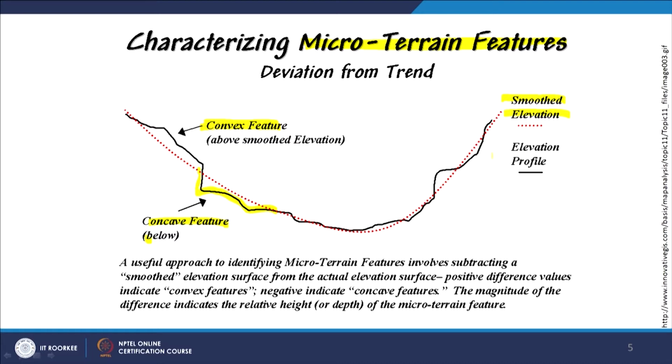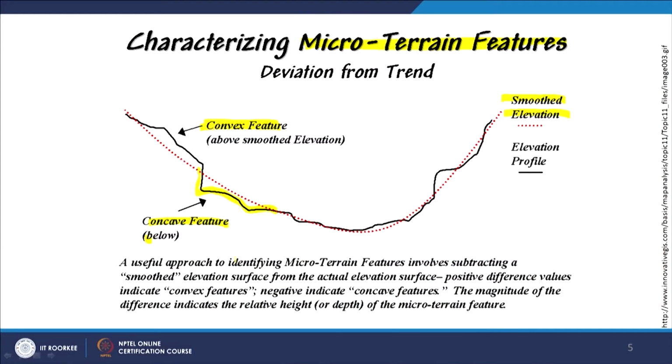And then you get the micro terrain characteristics of a terrain, especially along a line. That line can be a straight line or an arbitrary line. This information is very useful for identifying micro terrain features, which involves subtracting a smoothened elevation line, or you can say a best fit line, from the actual elevation surface. Positive differences indicate convex features, whereas negative differences indicate concave features. And of course, the magnitude of the difference indicates the relative height or depth of the micro terrain features. By this we can analyze whether along a line the terrain is smooth or has a lot of undulations, and if undulations are there, what their magnitude is. That can be assessed just using a smoothened elevation or best fit line.